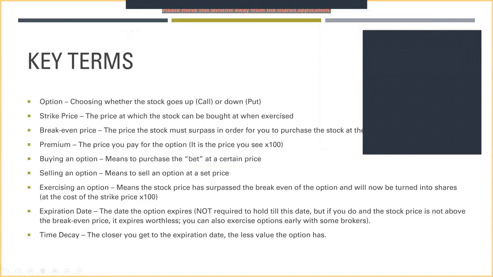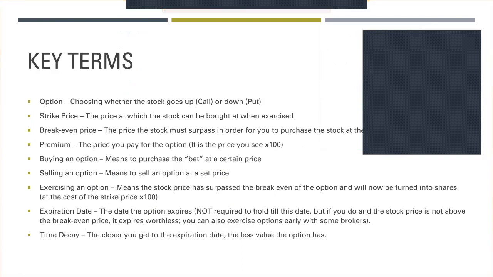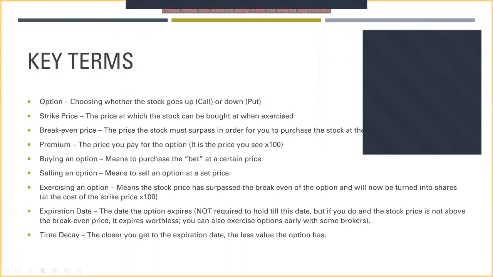All right, key terms. An option is choosing whether a stock goes up, which is a call, or whether you're betting it's going to go down, which is a put. Going up is a call. The strike price is the price a stock can be bought at when exercised. So we're going to explain that basically. The break-even price, let me move this chat out of the way. Sorry about that.